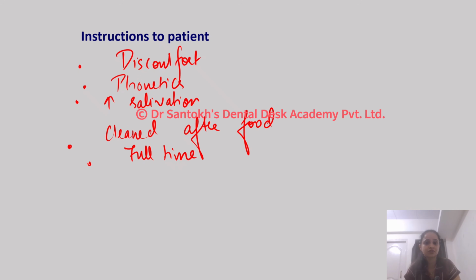And while the patient is not wearing the appliance, it should not be kept as such in the air. It should be kept in normal temperature water or cold water in a bowl. It should not be left dry in the dry air, because this can lead to distortion of the appliance and the appliance will not fit properly. So you should instruct the patients whenever you are giving these removable appliances. So this completes our removable appliances part.